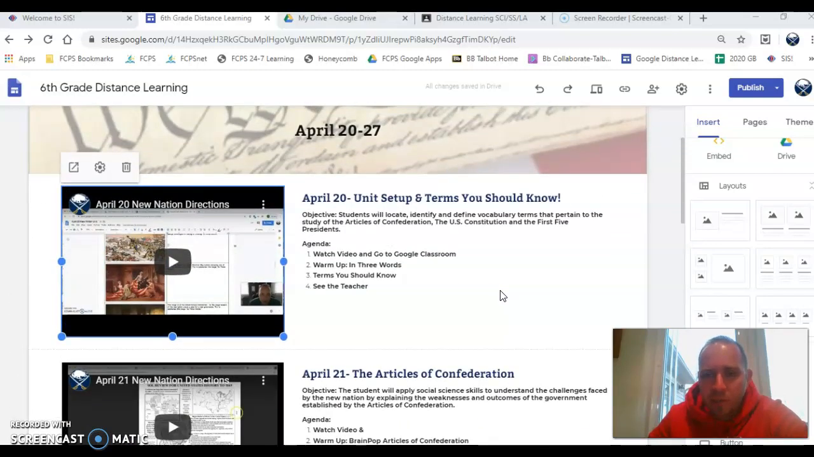First thing you need to be able to do, to access the work for this unit, is to be a member of the Distance Learning Science, Social Studies, and Language Arts Google Classroom. I know last week was a little bit bumpy in terms of people being able to connect and using Blackboard and all that. But at the end of the week, only 76 students were in the Distance Learning Google Classroom. So we still need about 30 more students to join. So I'm going to real quickly show you how to do that if you don't know already.